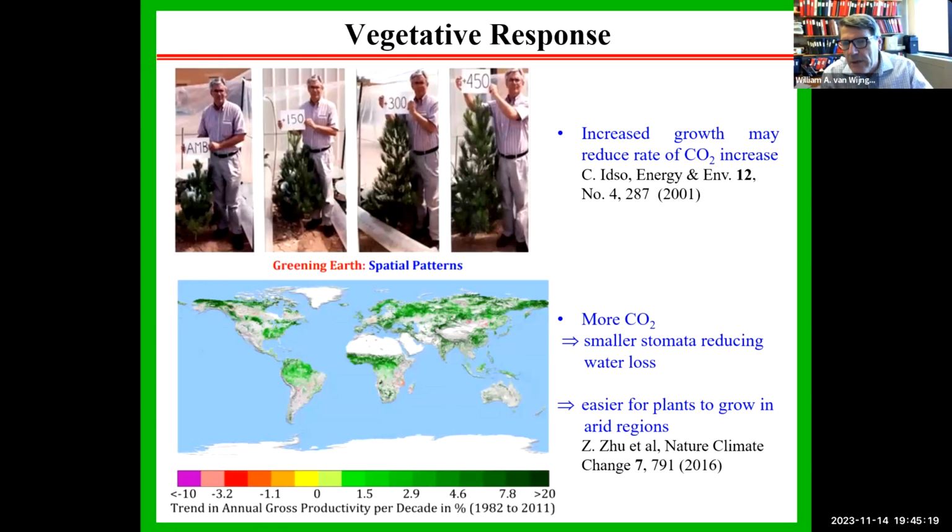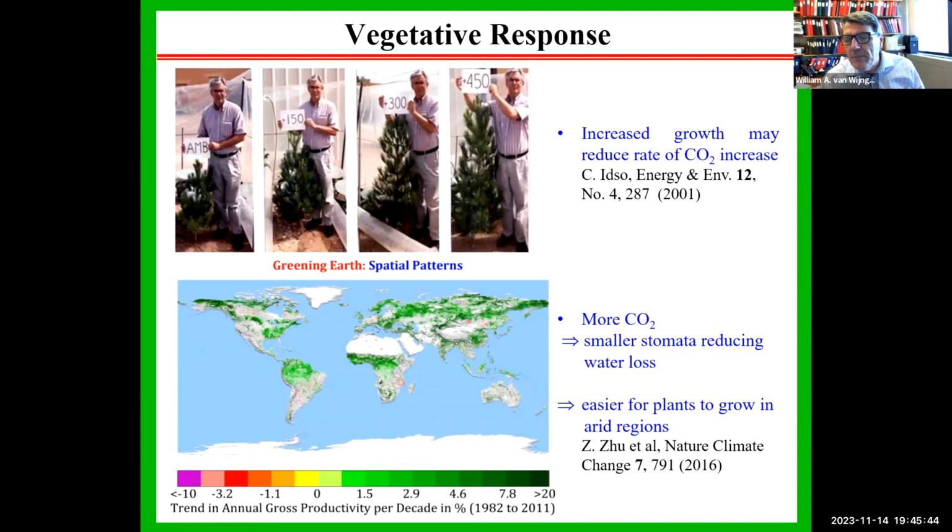So this is something every greenhouse grower knows. They add CO2 on purpose to their greenhouse to get the crops to grow faster. But there are other effects. It turns out that when you have more CO2 in the atmosphere, the holes in the leaves, called the stomata, through which the CO2 enters the plant, shrink.